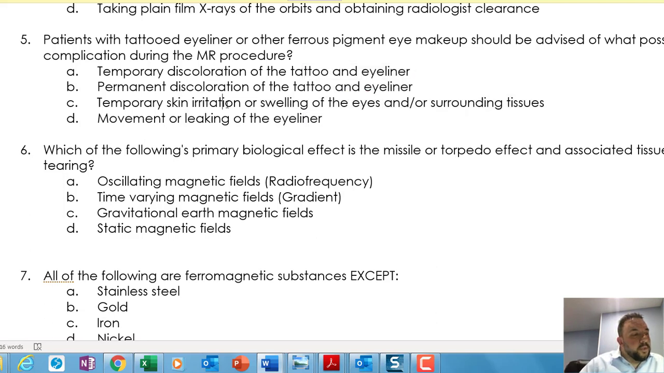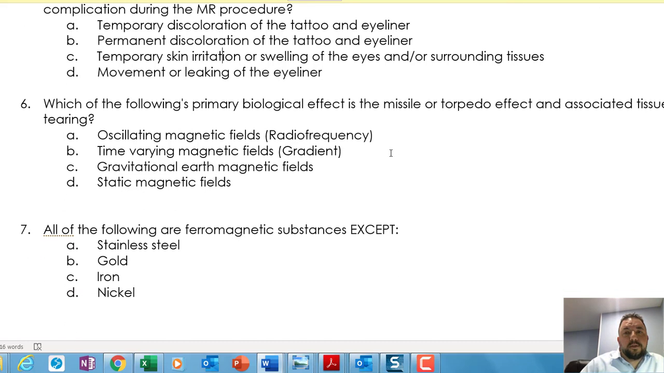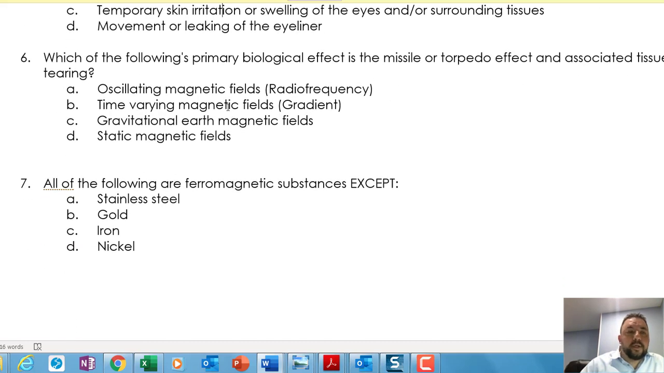Question 6, which of the following primary biological effects is the missile or torpedo effect in tissue tearing? Always this has to be static magnetic fields. That has to be the primary driver behind the large field strength of Tesla and the potential injury, wheelchairs and stretchers flying into the magnet, and sometimes injuring people that are stuck in between the two.